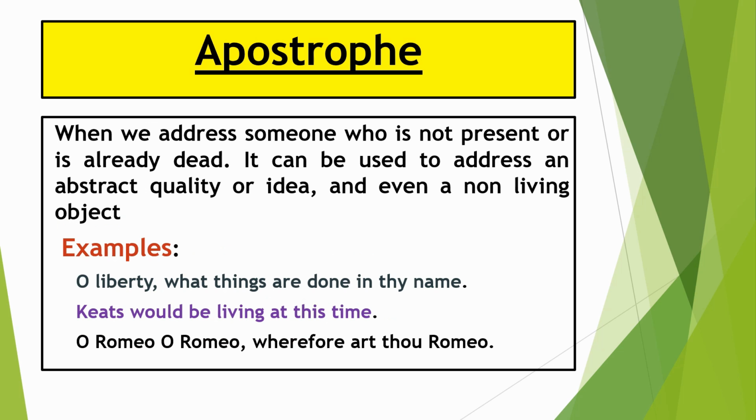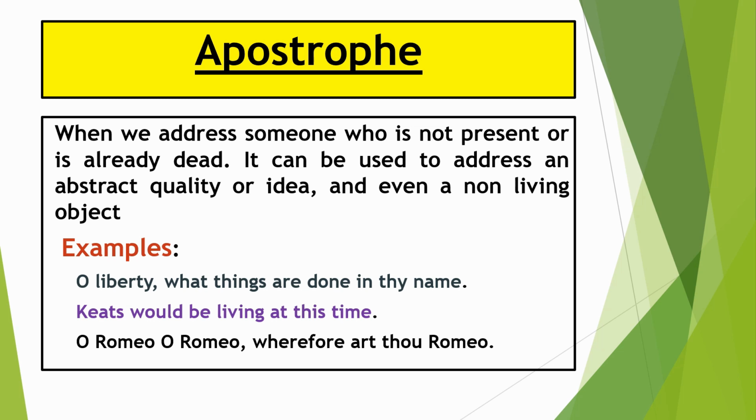Apostrophe. When we address someone who is not present or who is already dead. So for example, if we are calling someone who is not present with us or who has already died, then it is called apostrophe. For example, we have certain examples. O liberty, what things are done in thy name?